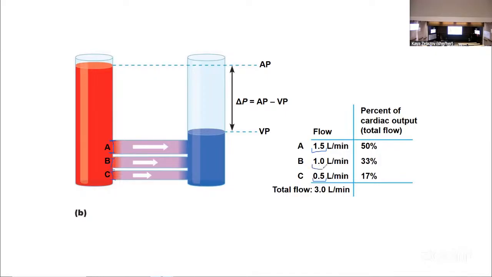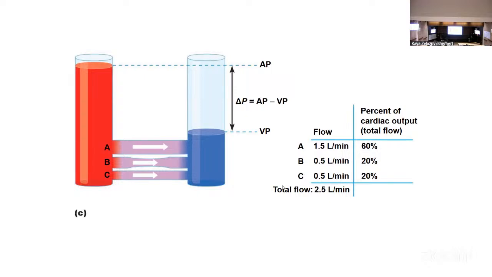Okay. So we have a total flow here of 3 liters per minute through these 3 tubes. Okay. So we're imagining that total flow of 3 liters is our cardiac output, right? So if we did percentage-wise, how much of that 3 liters is the 1.5 liters going through tube A? That's 50%. How much of 3 is 1? That's 33%, 17% through C. So that's how we start things out.